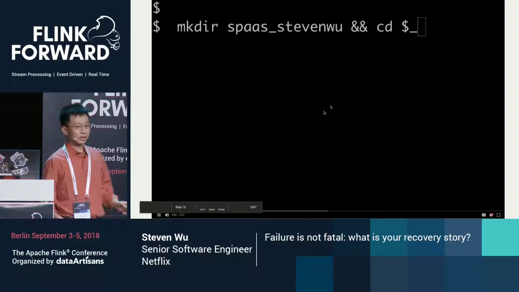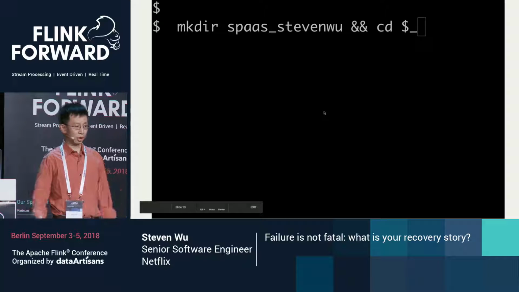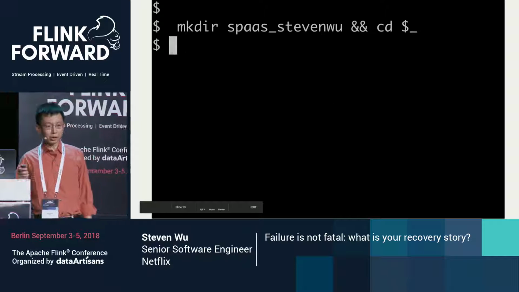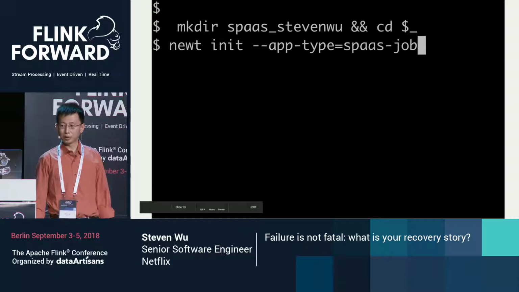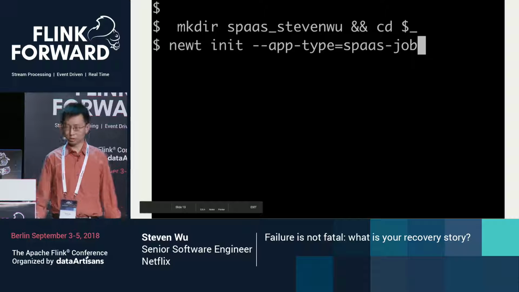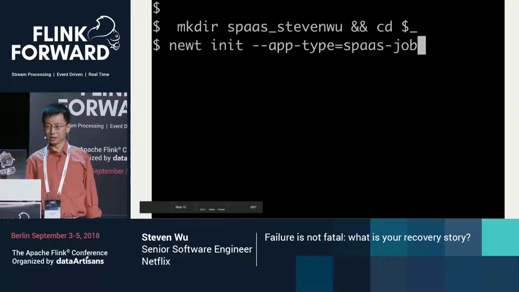So we provide template generation using our Newt, which is a command line workflow toolkit. You can generate a new project using the template we provide called Spaceship Job. It will ask you a few simple questions. I don't expect you to read all the text on the screen. I'll just walk you through it.